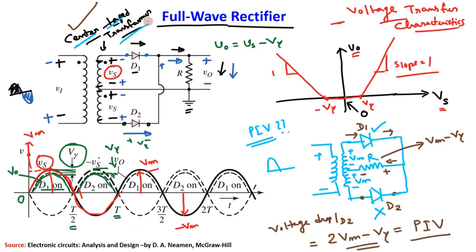So is this good or bad? It's not good, right? PIV 2 times means we have to use these diodes whose breakdown voltages are much higher than that of our previous half wave rectifier, right? Otherwise during reverse bias this diode will undergo breakdown. Fine.